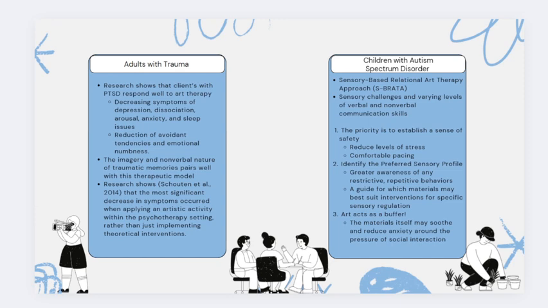The second key step would be identifying the child's preferred sensory profile. This is just to give us a greater awareness of any restrictive or repetitive behaviors that are rituals or habitual for the child. And it will serve as a guide for us on which materials to use and which materials will best suit the interventions.